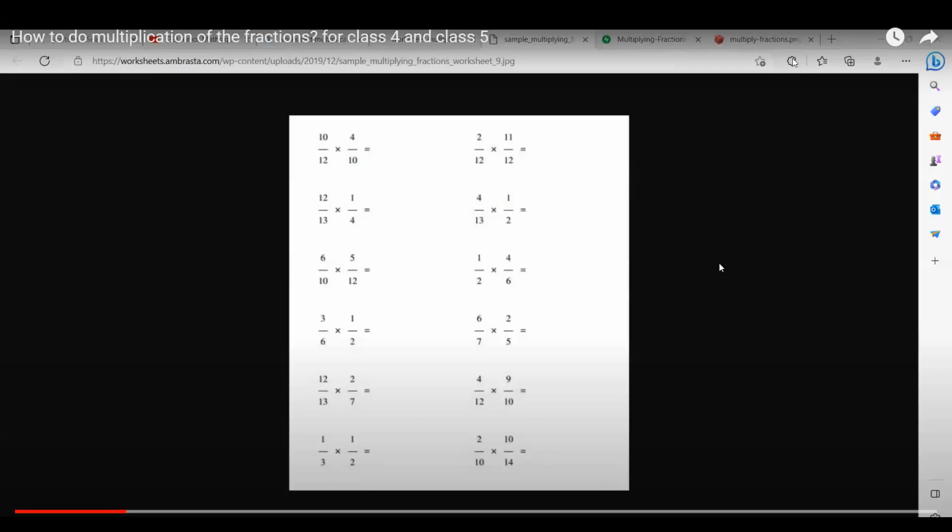What we need to do in case of multiplication, we need to first find out whether the numerator and the denominator can be divided with a single number.